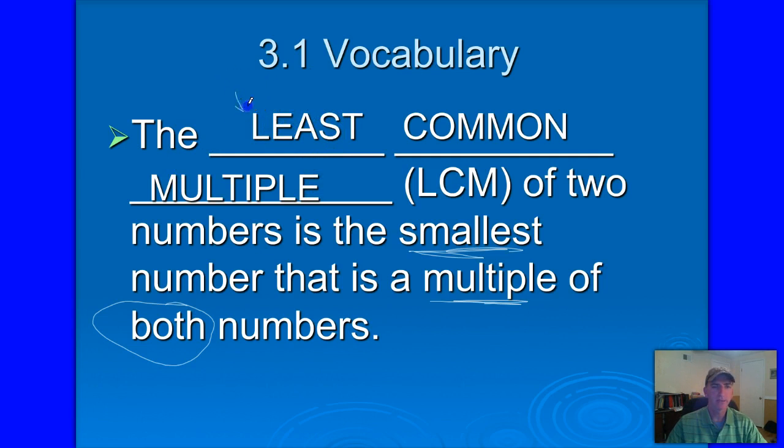So let's break it down. Let's look at the words here. The word least, that means the smallest. So you can see the definition in the words itself. We all know what that means. Common means they both have it, right? So it's the smallest of both multiples. So it's the first multiple that two different numbers, or three numbers or four, have in common, but we would do mostly two different numbers, and you might see a question or two with three there. So the smallest number that is a multiple of both.